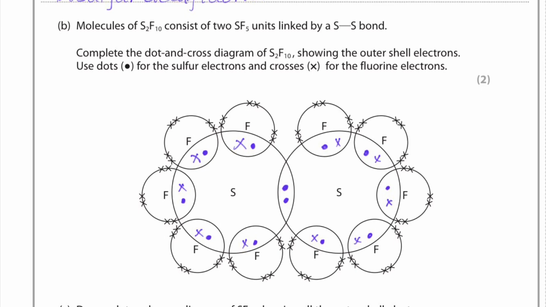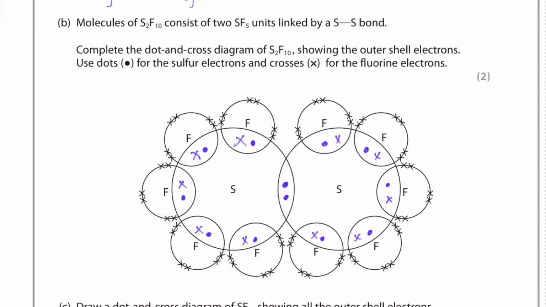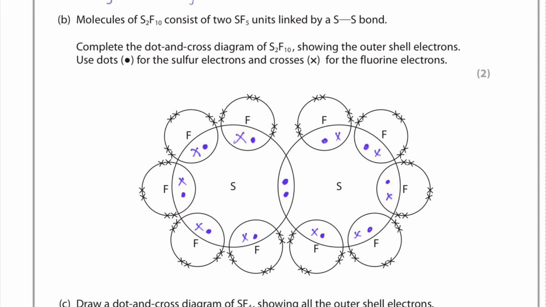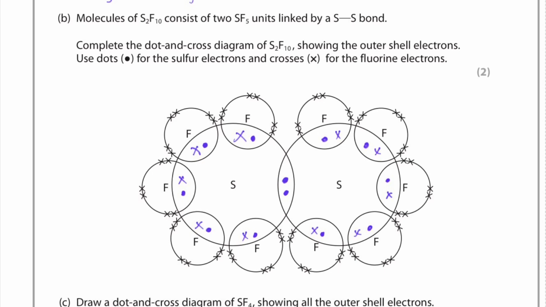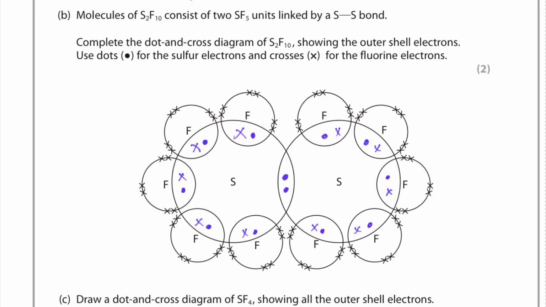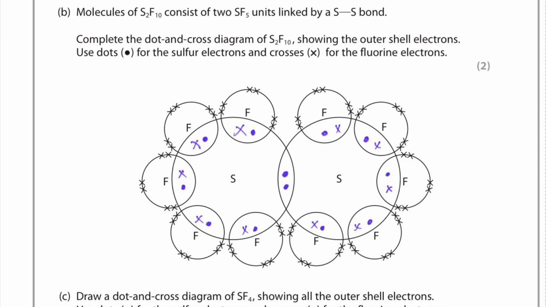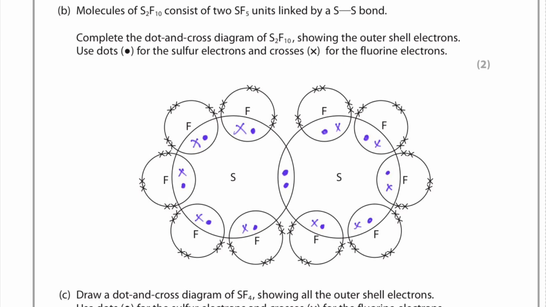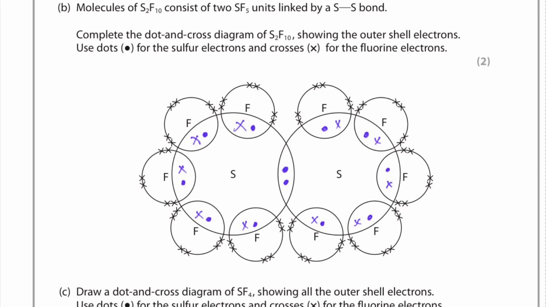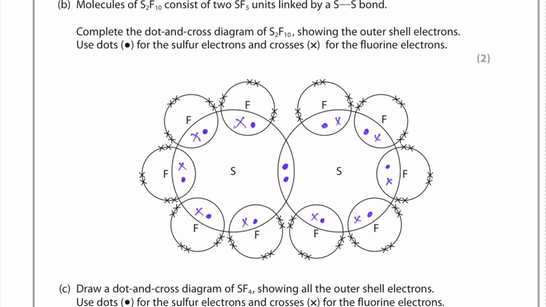Complete the dot and cross diagram of S2F10 showing the outer shell electrons. Use dots for the sulfur electrons and crosses for the fluorine electrons. To complete this diagram, we need to remember sulfur has 6 outer electrons, fluorine has 7 outer electrons. Each bond represents a shared pair of electrons. Lone pairs should be shown clearly on the fluorines, and all bonding pairs need to be included. A single sulfur-sulfur bond should be present, connecting the 2 SF5 groups as shown here.